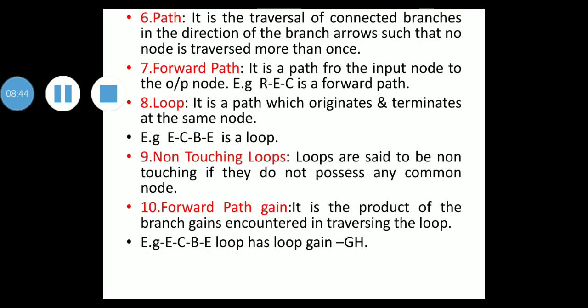Next we'll see path. It is a traversal of connected branches in the direction of the branch arrows such that no node is traversed more than once. Is it clear?